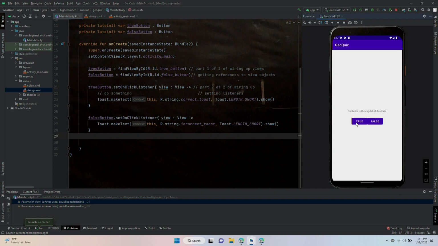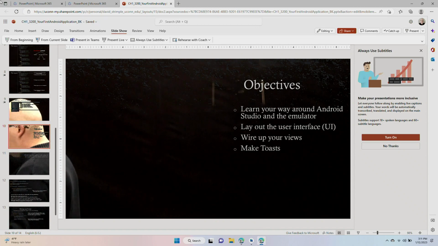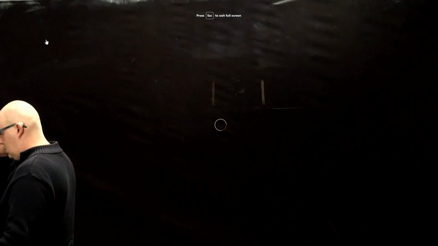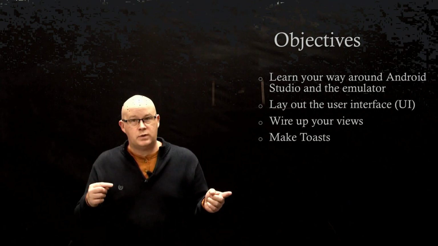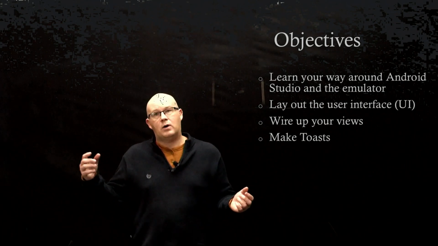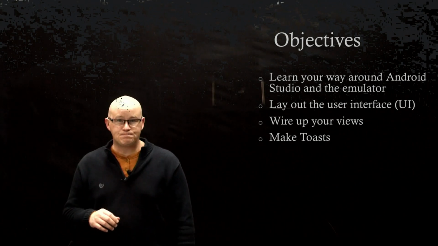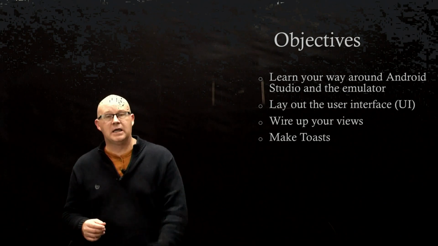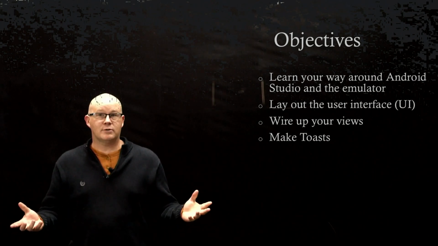And if I hit true, the toast Correct shows up. If I hit false, the toast Incorrect shows up. We have done it. So our objectives were the last two: wire up our views, which we did. We got communication between our elements in the layout, strings.xml, and our activity_main. And we made the toast, which is nice and easy. Okay, we did it. We made it through chapter 1, and I guess I will see you in chapter 2.